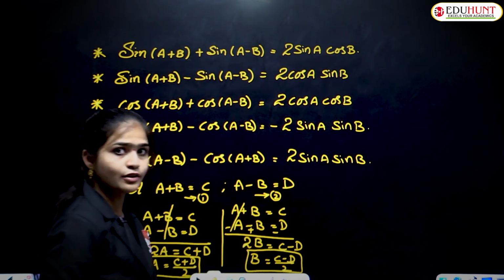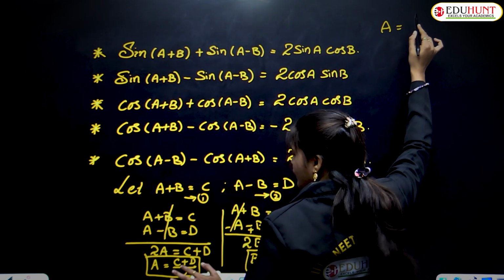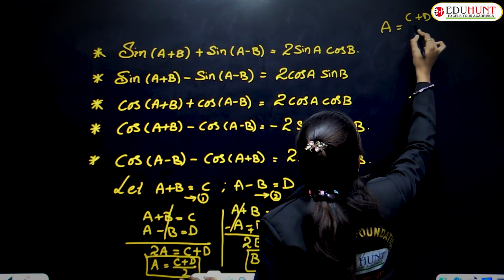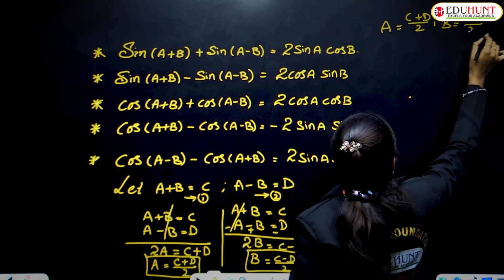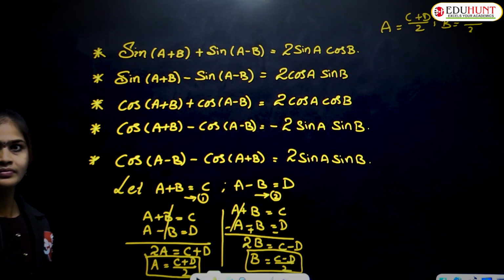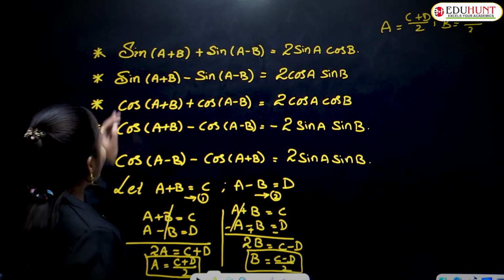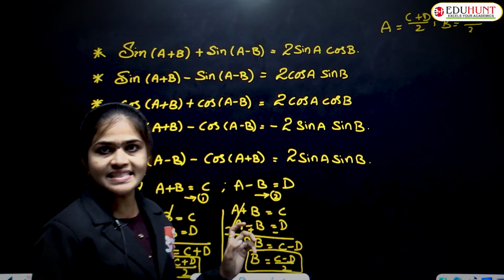What are those two values? Here I am writing those two values. See here. A is equal to c plus d by 2 and in the same way b is equal to c minus d by 2. So those two values we got from this. Am I clear? Yes. Now how do these formulas transform into c and d?